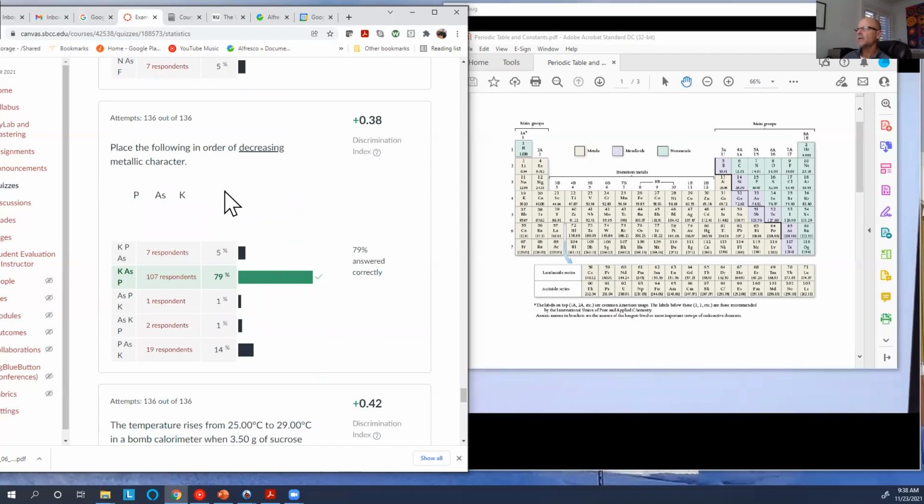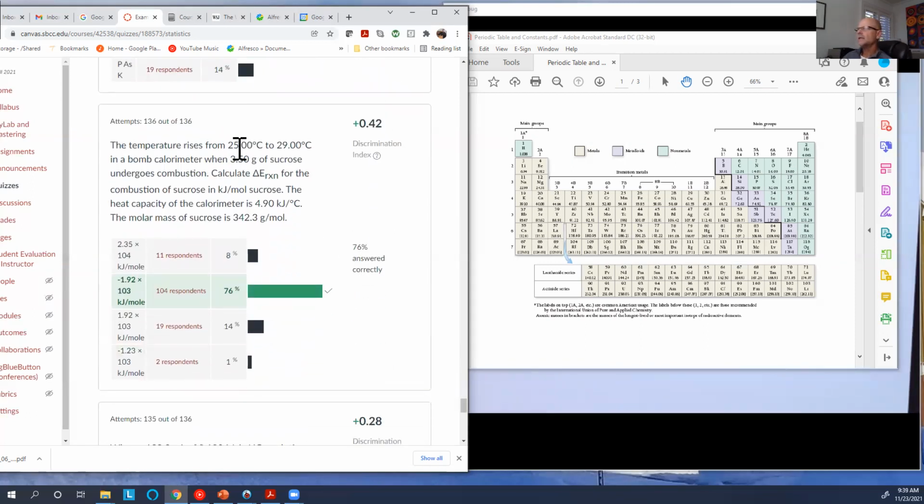Place the following in the order of decreasing metallic character. All right, if we start with potassium, the most metallic, we go to the right, that gets less metallic to arsenic. And then as we go up, it gets less metallic to phosphorus.